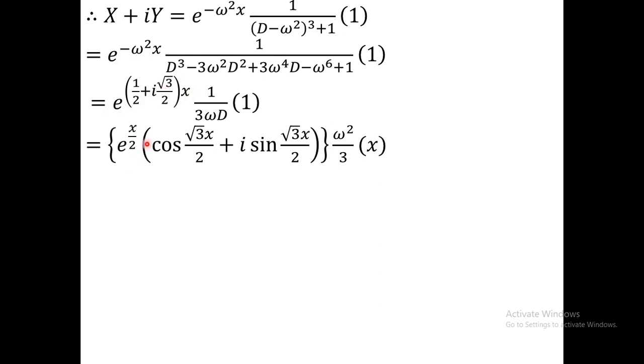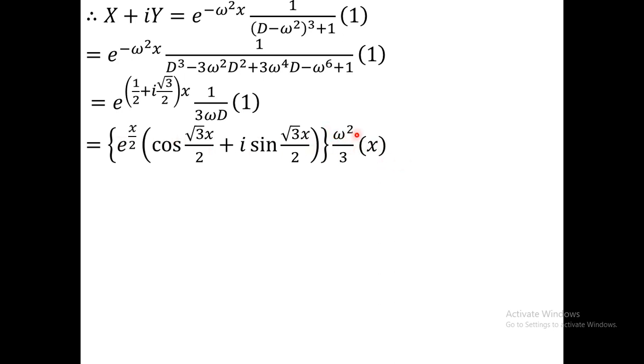So e to the power half x into e to the power i root 3 by 2 x, that is e to the power i alpha form, will be cos alpha x plus i sin alpha. Here alpha is root 3 by 2 x, therefore this will be cos root 3 by 2 x plus i sin root 3 by 2 x. Here 1 by omega means omega square, so 1 by 3 omega means omega square by 3. 1 by d of omega means x. Okay, this is the result.